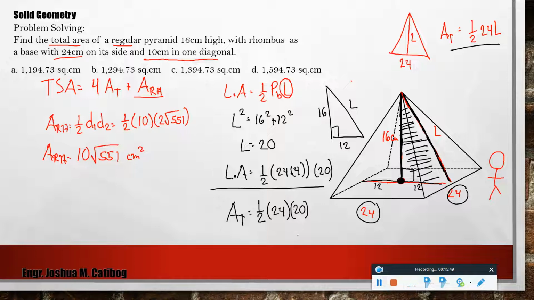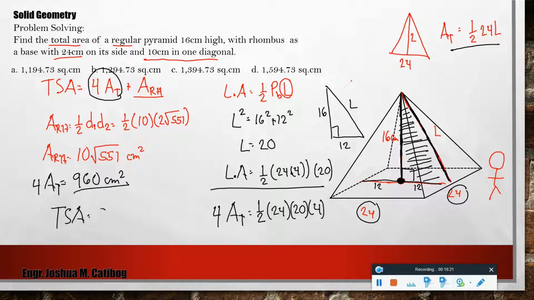Ilan po ba yung ating triangle na yan or ilan po yung ating lateral face? 4. O di ba? It's the same thing. So from here, area of the triangle is equals to what? So 1/2 times 24 times 20 times 4. Okay, 960. Ito po ay yung ating 4 times ng area ng triangle. This is 960 square centimeters. And to get the total surface area, this is simply what? Ito na po yung 960. So, 960 plus area ng ating rhombus, 10 square root ng 551.